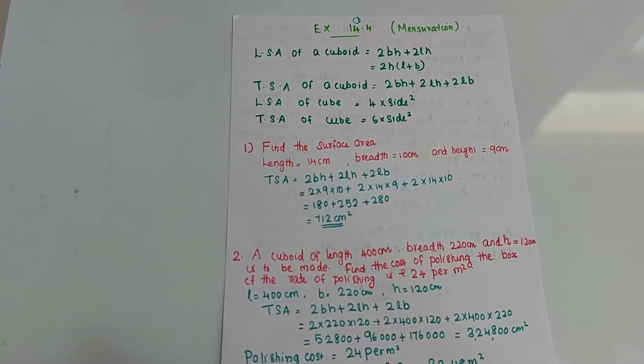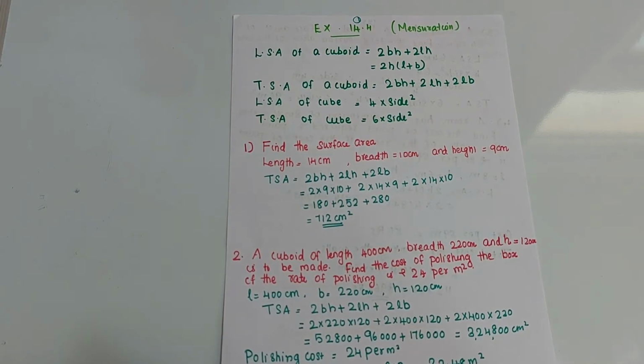Now LSA of cube. What is the difference between cuboid and cube? In a cube all sides are equal. In a cuboid, length, breadth and height are different. So in a cube all sides are equal. So lateral surface area of cube is equal to 4 into side square, and total surface area of cube is equal to 6 into side square.